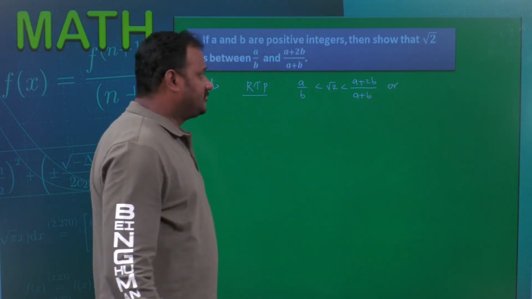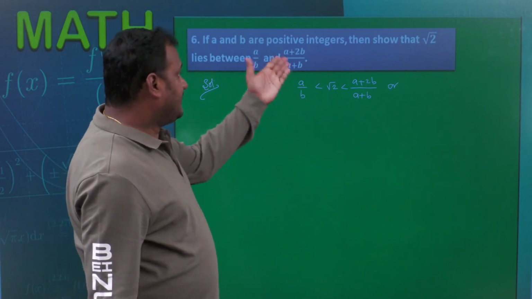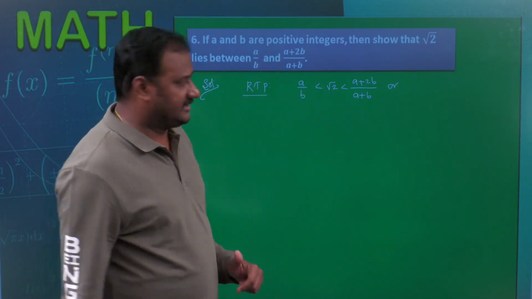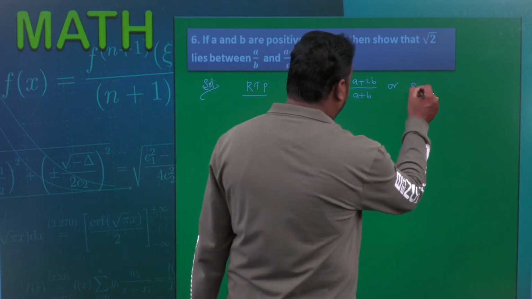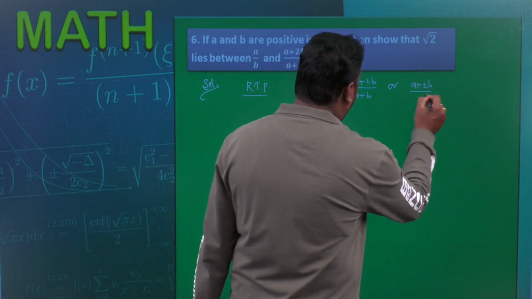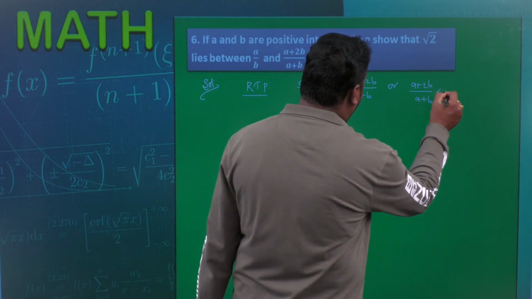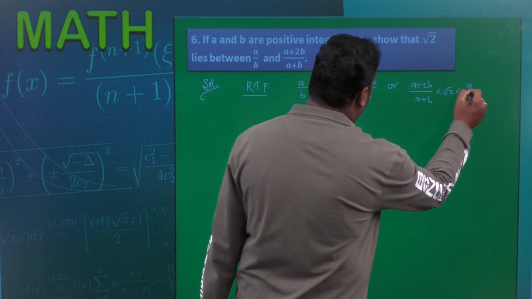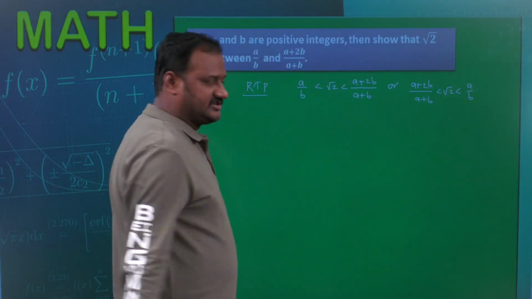Otherwise, suppose a by b is more than a plus 2b by a plus b, we do not know that. Then we need to prove that a plus 2b divided by a plus b is less than root 2, which is less than a divided by b. So you will have to prove this.